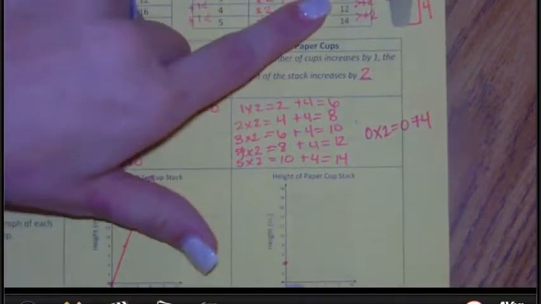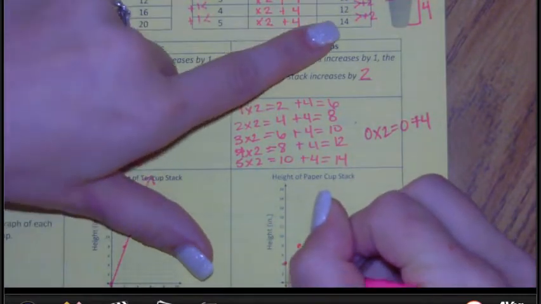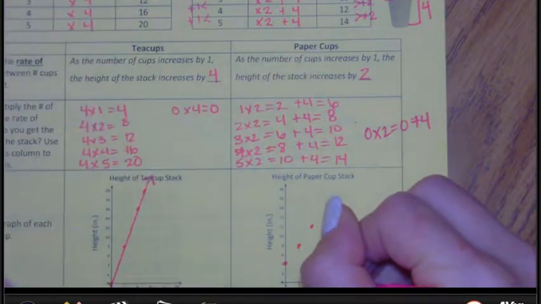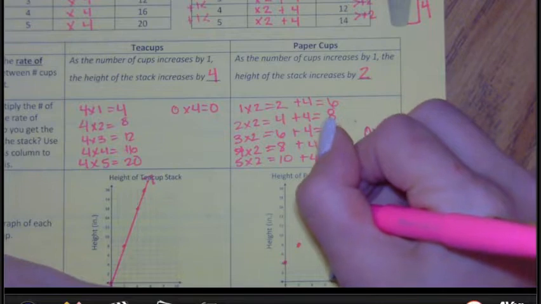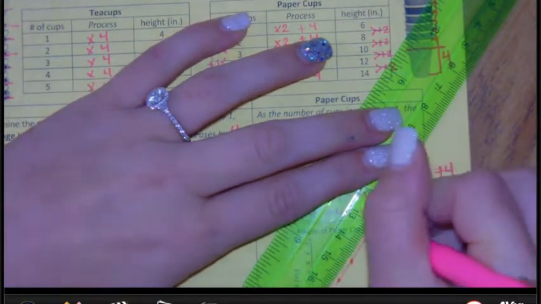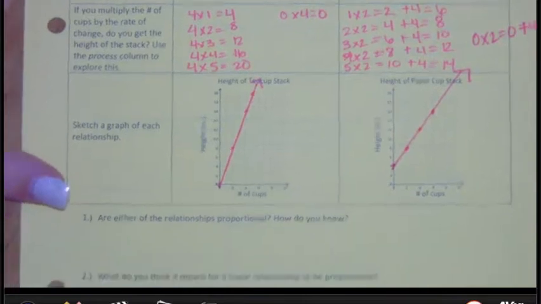Well, 2 cups gives me a height of 8. 4 cups gives me a height of 12. 6 cups, well, 6 times 2 is 12, plus 4 more is 16. That gives me a height of 16, and so on. So there are my 2 graphs.